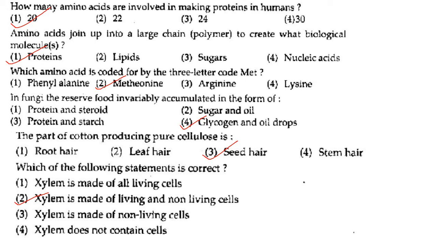Next one. Which of the following statements is correct? Option 1. Xylem is made of all living cells. Option 2. Xylem is made of living and non-living cells. Option 3. Xylem is made of non-living cells. Option 4. Xylem does not contain cells. Answer is option 2. Xylem is made of living and non-living cells.